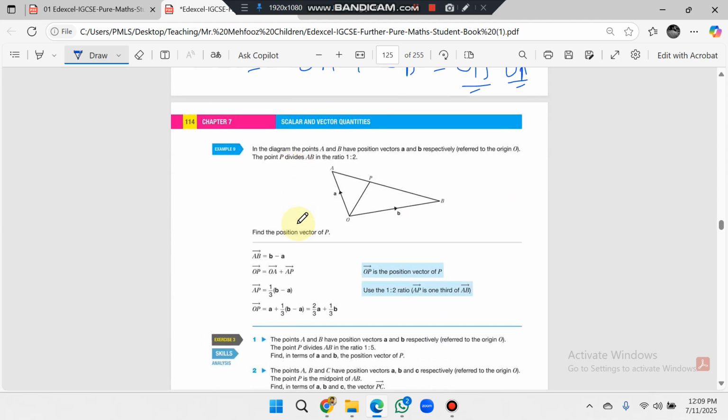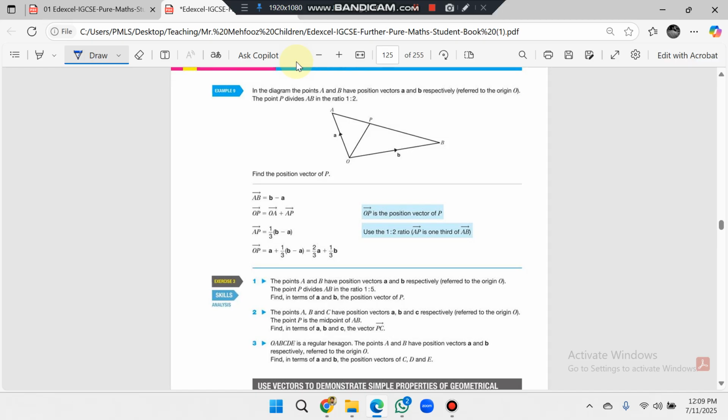Okay. So next example is example 9. In the diagram, the points A and B have position vectors a and b. So this is the origin. From origin to A, it will be small a. Origin to B, it will be small b, respectively, referring to the origin O. The point P divides AB in the ratio 1 to 2. This is the point P which cuts the straight line AB in that ratio.